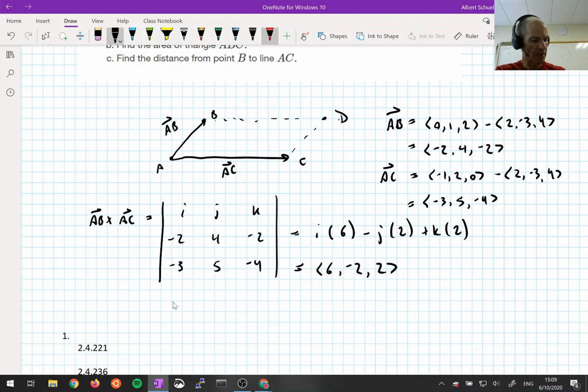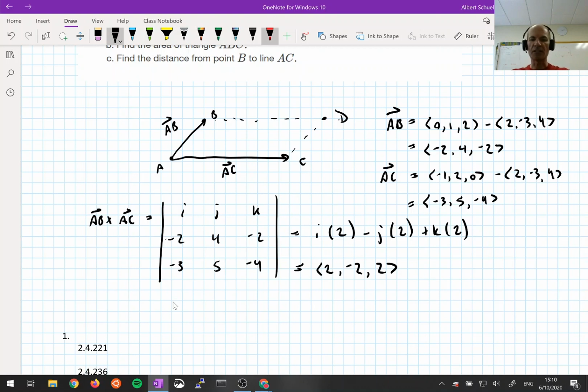Let me check my work here, make sure I'm not messing up. Looks like I got a negative 6 on the first one here, so let me double check. Negative 2 times negative 4 is 8 minus 6. Wow, that's just flat out wrong. Okay, negative 2 times negative 4 is 8 minus 6. Looks like that's 2. All right, my notes are wrong. See what I mean? It's super easy to make a mistake.